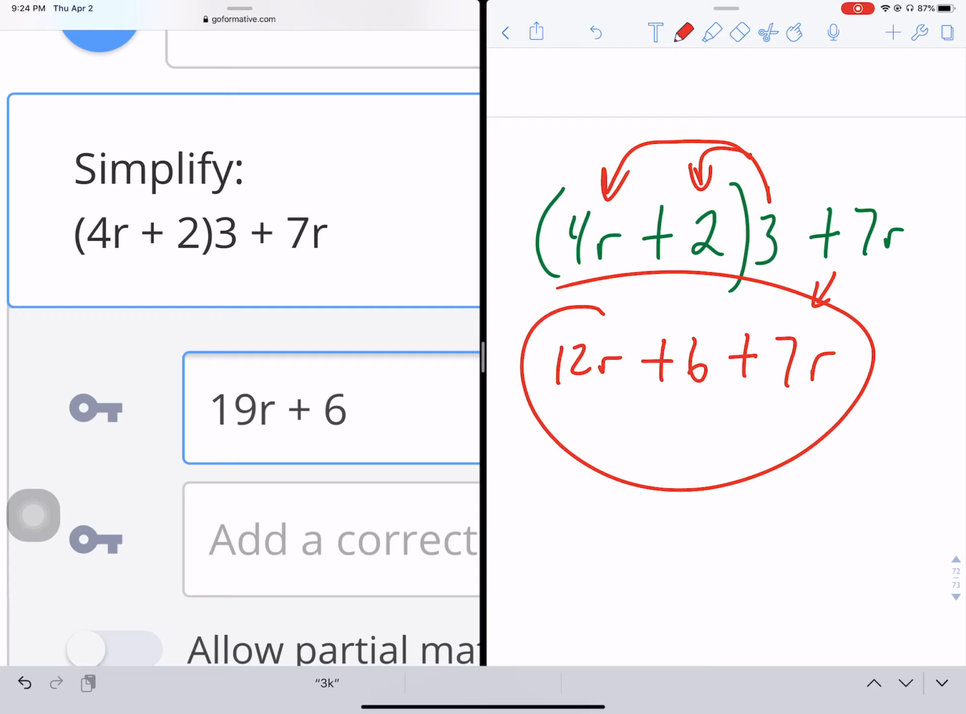Why can't we be done? Because there's still something else to do. If you look right here at the answer, it says 19r. How did they get that? They had to add the two things that are still left to go together. 7r's and 12r's is 19 R's.